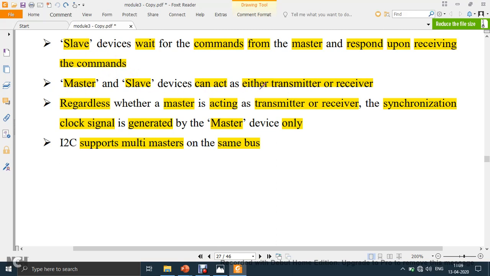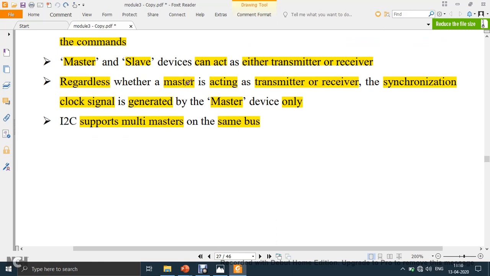Master and slave devices can act as either a transmitter or receiver. What do you mean by this? As I told, the master initiates the data transmission, and the data transmission can be of two types. Either the master sends the data and the slave receives it, or the reverse can also happen: the master receives the data and the slave sends the data. If the master sends the data and the slave receives, then the master is the transmitter and the slave is the receiver. If the case is reversed, the master becomes the receiver and the slave becomes the transmitter. That is the meaning of this.